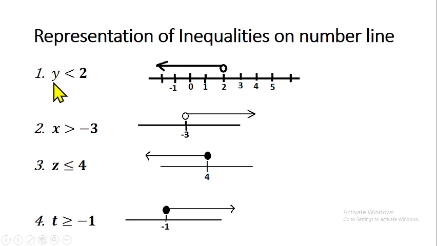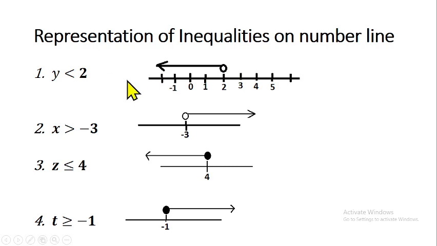This one is talking about the range of values of y that is less than 2. Where would they be? Are they at this side or this side? The values of y that are less than 2, are they at this side or this side? I want you to think about that. You can see that they are this side.